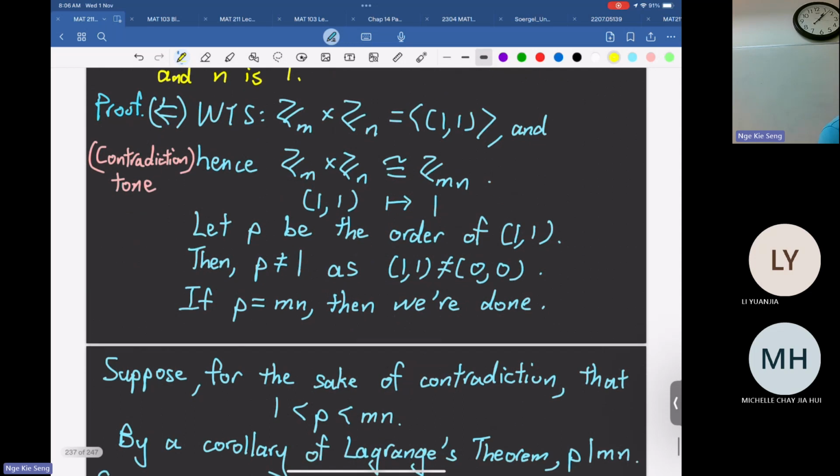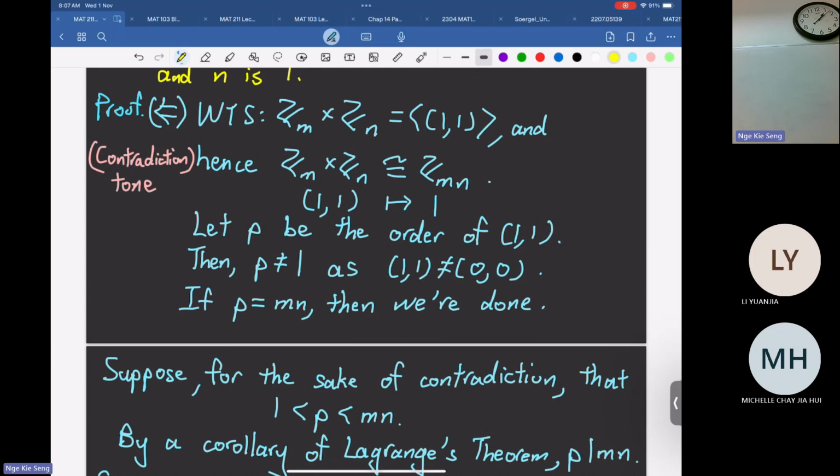So one way I do is through contradiction. Let's call the order of my generator p. I want to prove that p equals mn in this case. p cannot be 1, because if p is 1, it says that (1, 1) is just the identity, which is not true. But if p equals mn, then we are done. This is the element with order mn.